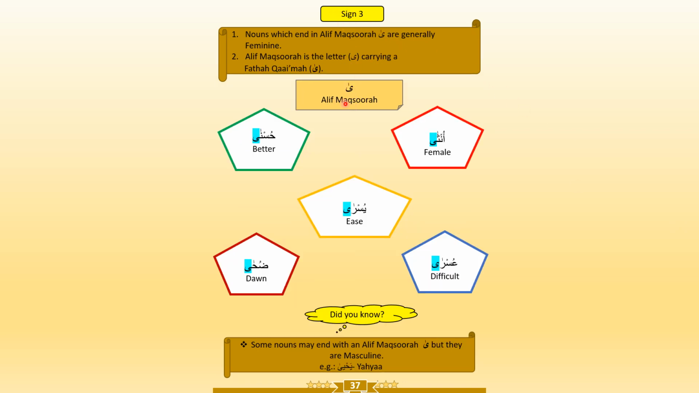Sign 3 is alif maqsura. You have untha, which means female, husna, better, yusra, ease, usra, difficulty, and duha, like salatul duha, the dawn prayer, early morn or forenoon, different English words you could use. We've just gone by the word dawn. Now the example that is an exception is Yahya. Either you take Yahya to be the name of someone, or Yahya is also used as a verb in Arabic. It's still going to be masculine.